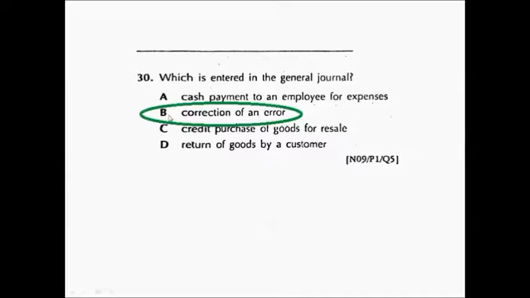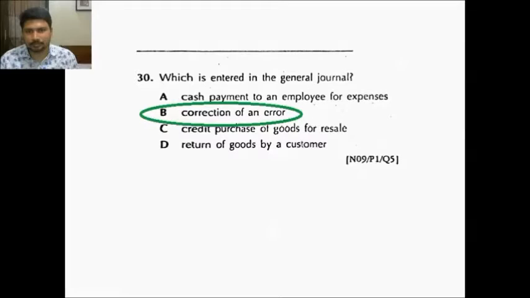So option B will go to the general journal. So correction of error is actually a transaction that is not really buying or selling, it's just you're fixing a previous error. Maybe you have overstated a previous amount. Okay, in order to fix that, you're making an adjustment entry. So that will go to the general journal.